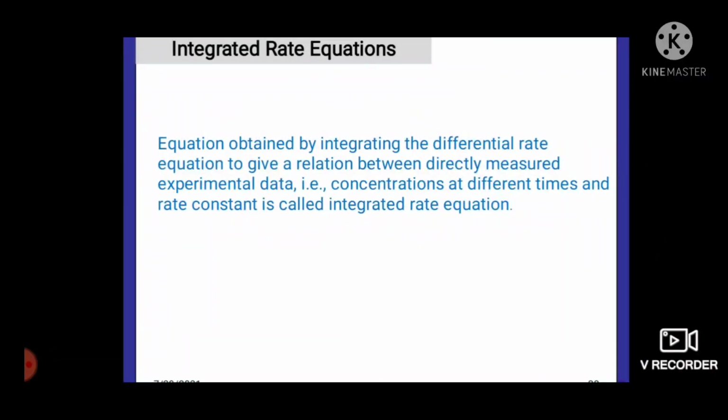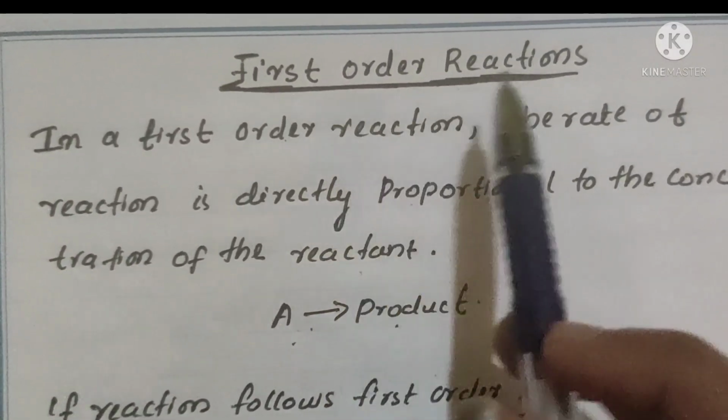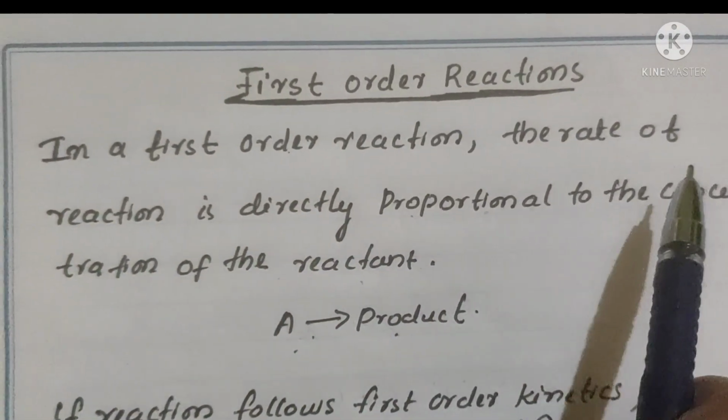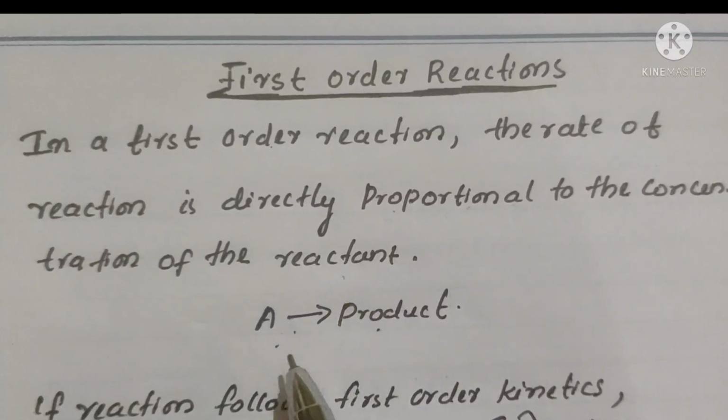Integrated rate equation. Now we are going to discuss what is an integrated rate equation. The equation obtained by integrating the differential rate equation to give a relationship between directly measured experimental data, that is concentration at different times, and the rate constant is called the integrated rate equation. Integrated rate equation for first order reaction. In a first order reaction, the rate of reaction is directly proportional to the concentration of the reactant.